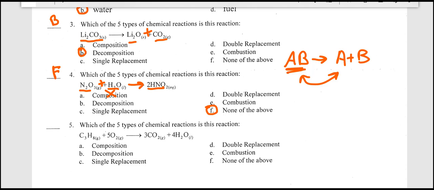And which of the 5 types of chemical reactions is this? Like we saw earlier, this is a combustion reaction because of oxygen, carbon dioxide, water, and some hydrocarbon fuel. So we call this combustion, which is E.